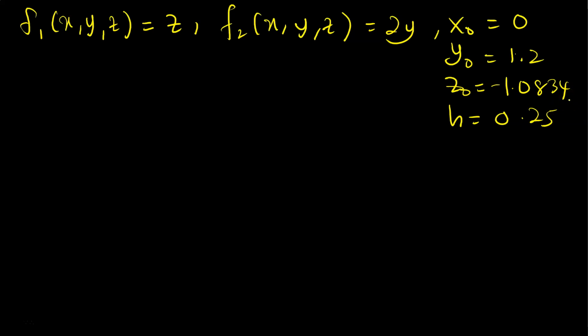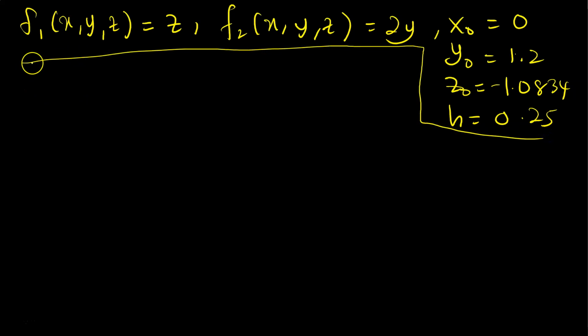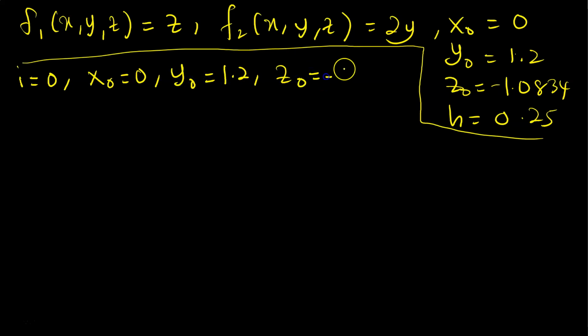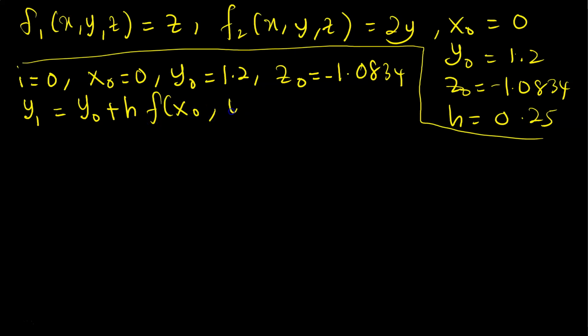Is it finished? It is not yet finished, class. You have to do Euler method again. Okay, this one what we got. So when we do Euler method, we start again with i equal to 0. We have x0 equal to 0, y0 equal to 1.2, and also z0 equal to our extrapolation value, negative 1.0834. When we solve this one, you have to use the Euler method formula, y1 equal to y0 plus h f(x0, y0, z0), and here we'll get the answer.